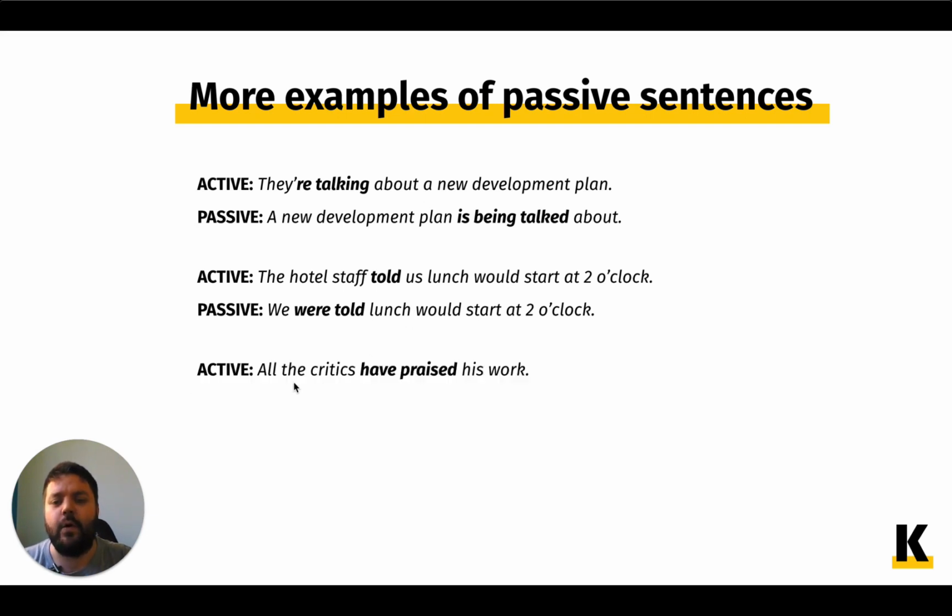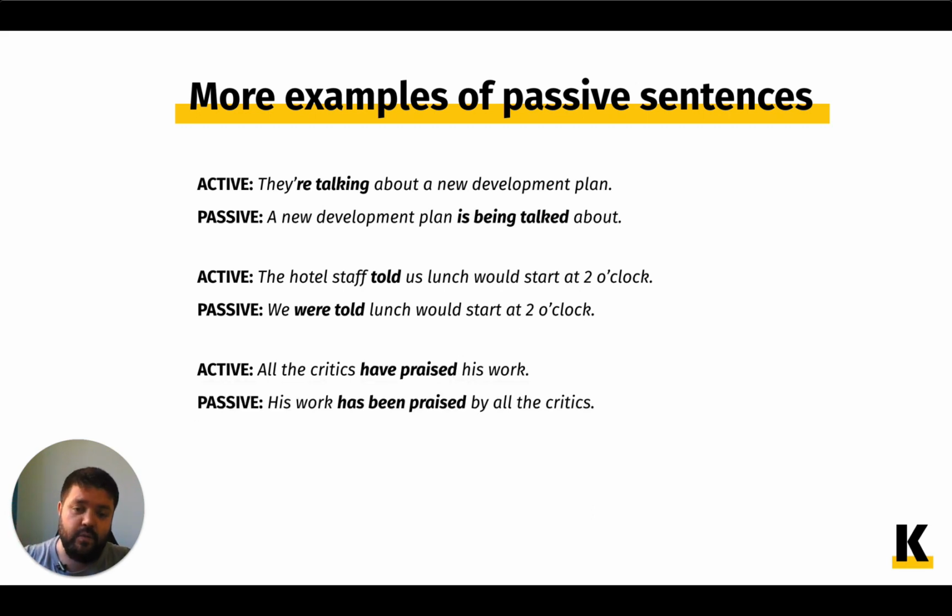Another one, all the critics have praised his work. All the critics, subject, have praised, verb in the present perfect, and his work would be the object. So we would need the present perfect of the verb to be. That would be have been or has been, depending on the subject. In this case, the subject is going to be his work. So we would say his work has been praised by all the critics.